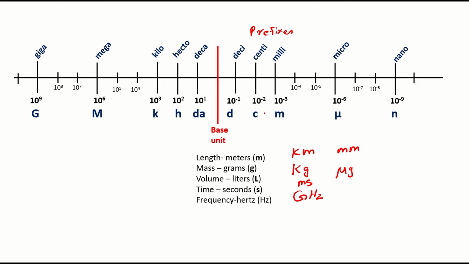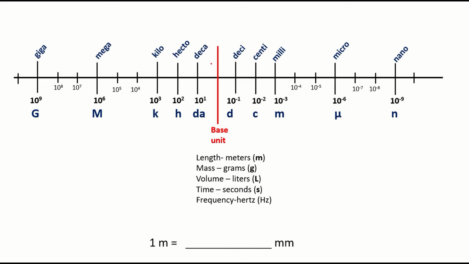One easy method some people use is having this mnemonic: King Henry died drinking chocolate milk. So this set is the most frequently used set of prefixes in chemistry.